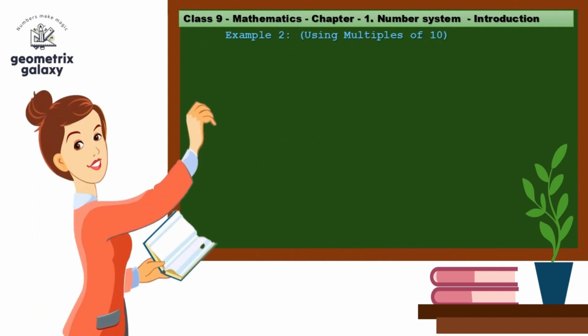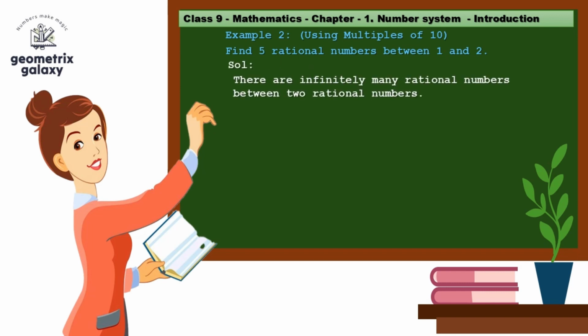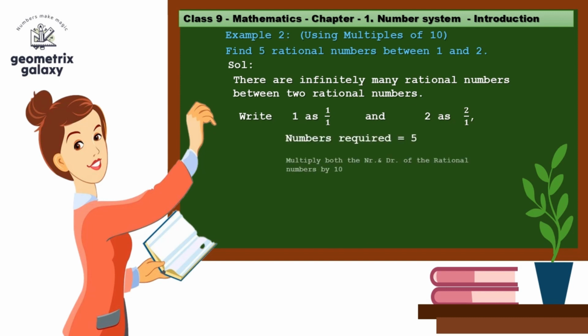In a different method, this is called using multiples of 10. Let us see what to do. As per the previous case, here also we will convert this 1 and 2 to p by q form. That is 1 by 1 and 2 by 1. There we multiplied by 6. Here we will multiply by 10. If we need only 5 numbers, it is enough to multiply by 10.